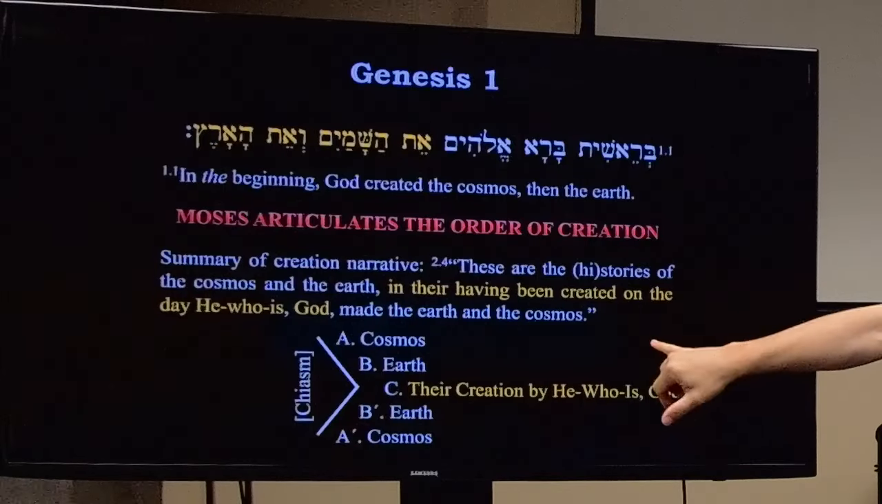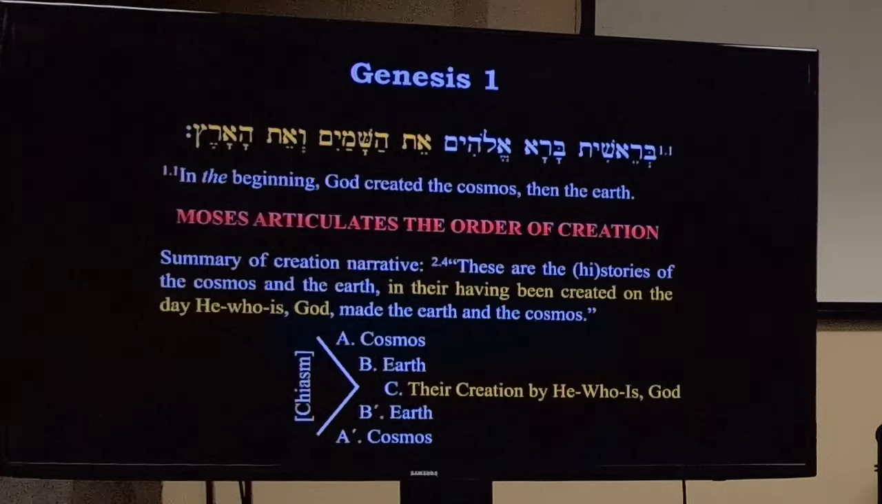Because if you go down in the text to chapter 2, verse 4, and by the way, whoever divided chapter 1 and 2, in my opinion, didn't do a good job. The division should take place after 2:4, not at the end of 1:31. Because 2:4 says this: these are the histories or the stories of the cosmos and the earth. In there having been created, on the day he who is God made the earth and the cosmos. So you see a repetition within 2:4 of much of what we see in Genesis 1:1.